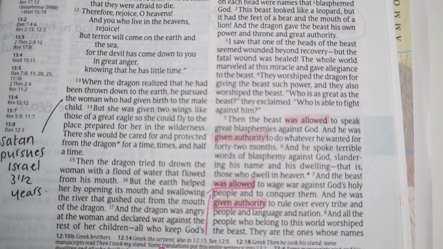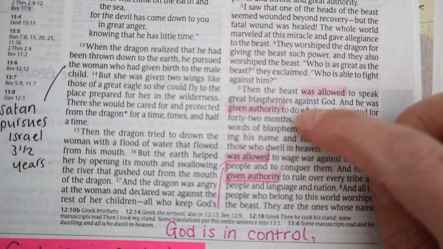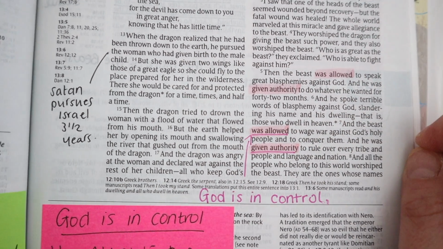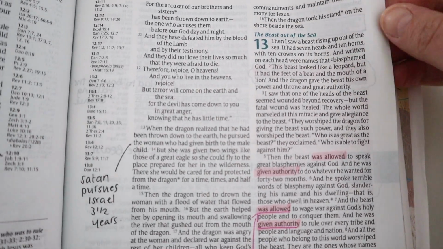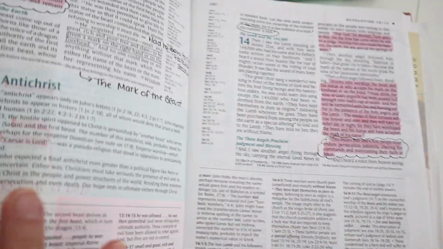So here I've just highlighted where it's talking about the beast, but it was allowed. It was given authority. It was allowed. It was given authority. So God is in control. Yes, the beast is running amok, but God is the one who is allowing it to happen.